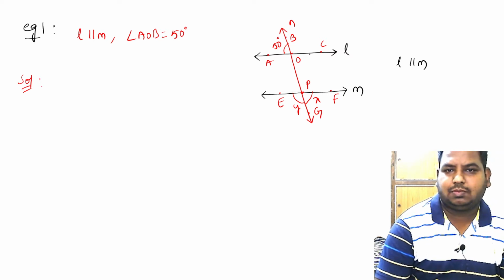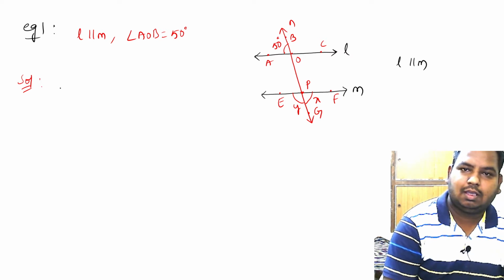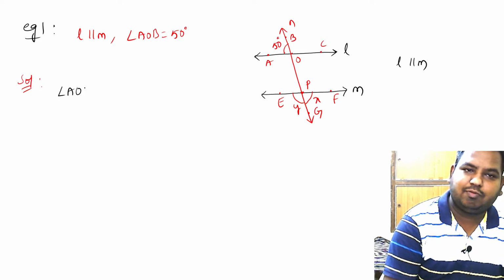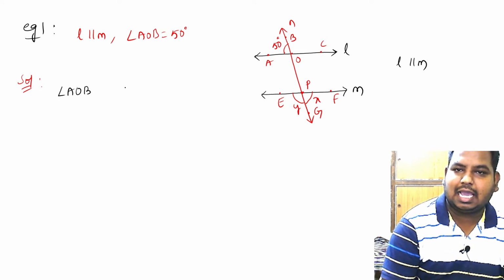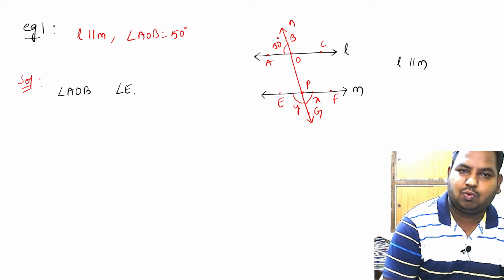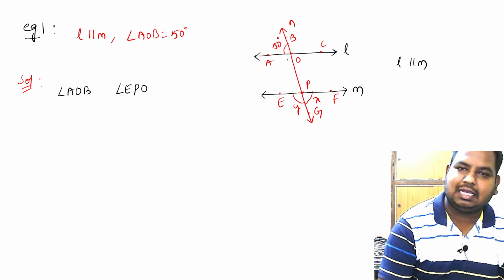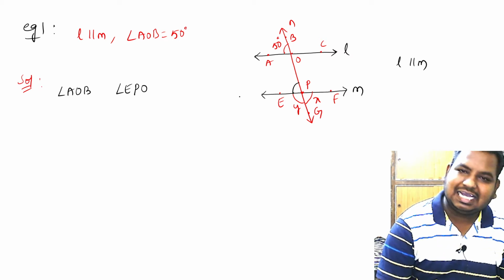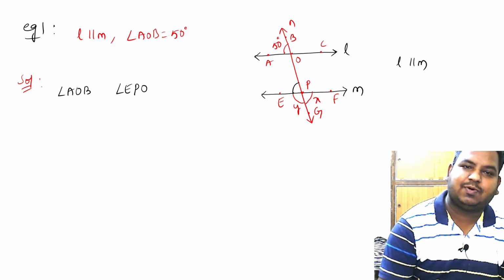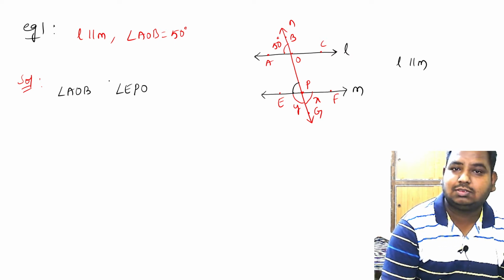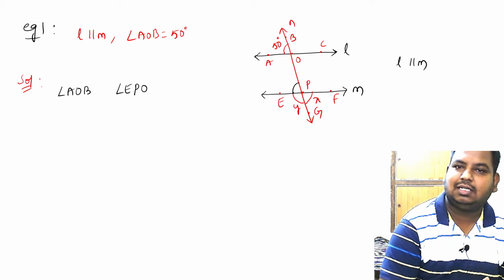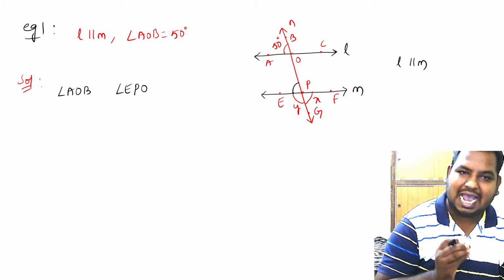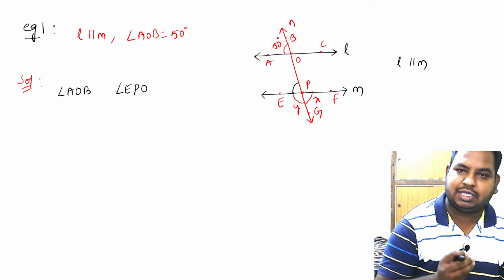So can I know what kind of angles are angle AOB and angle EPO? Angle AOB and angle EPO are corresponding angles because they are lying on the same side of the transversal. They have different vertices, and one is exterior, one is interior. Okay, angle AOB and angle EPO are corresponding angles.